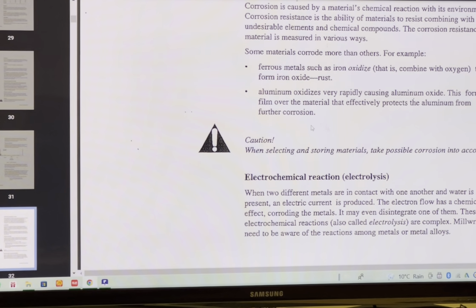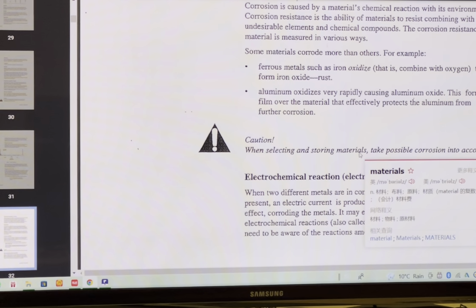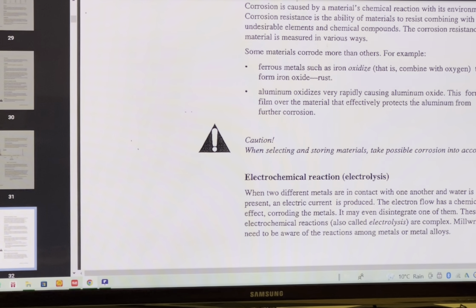Remember this every time. You should write it down. Caution. If you don't write it down, you can watch my video again and again. Caution: when selecting and storing material, take possible corrosion into account. Very important. That means don't mix different materials and store them together. Why can't we store different materials together? Chemical reaction. Repeat that, very important. Take possible corrosion into account.